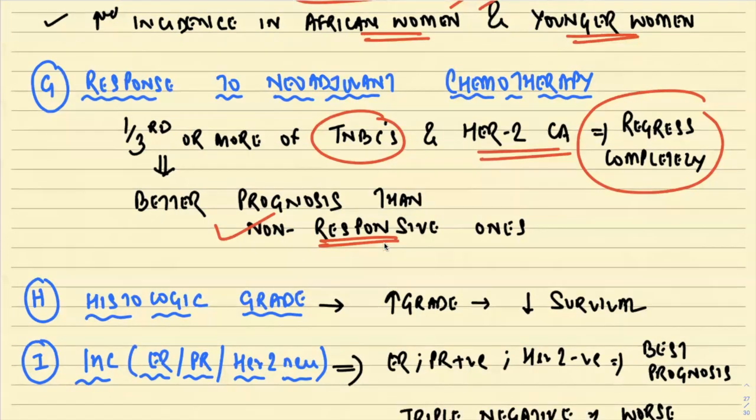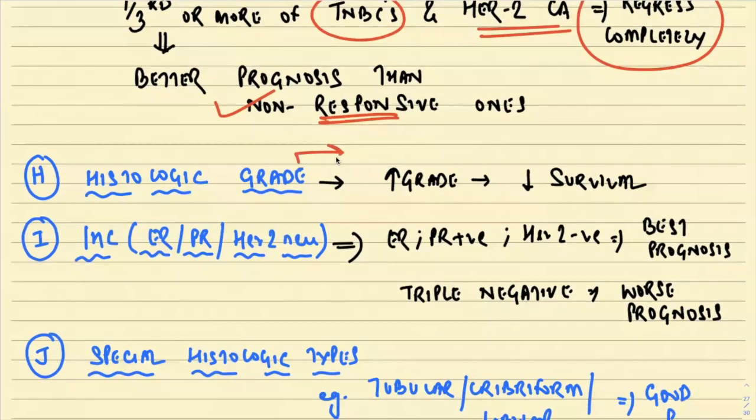Now, histological grading. Can you tell me the name of the grading that we had seen before? Yes, Nottingham. Very good. Nottingham grading. Now, how many grades does it have? Yes, tell me, how many grades? Grade 1, 2, and grade 3.